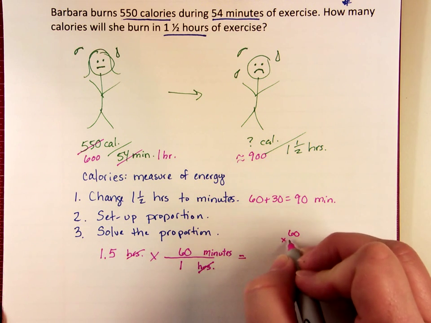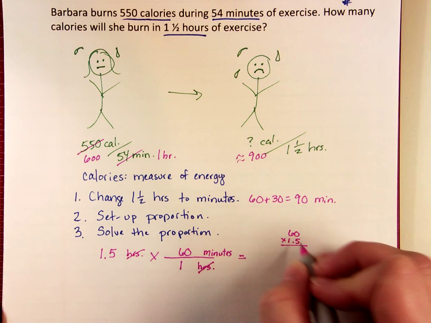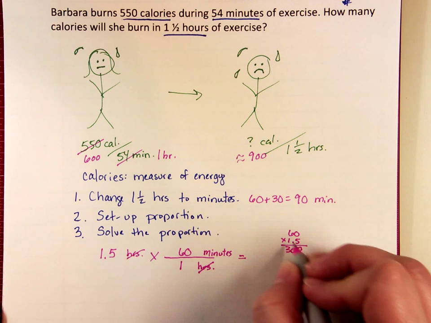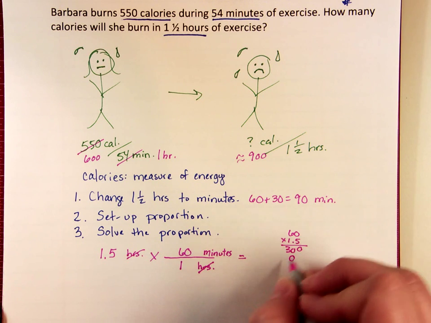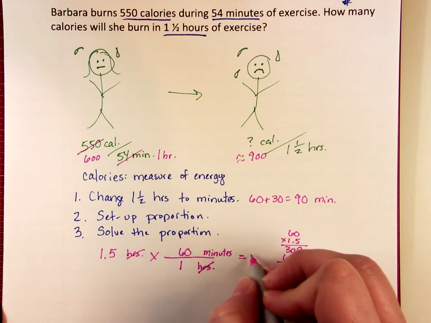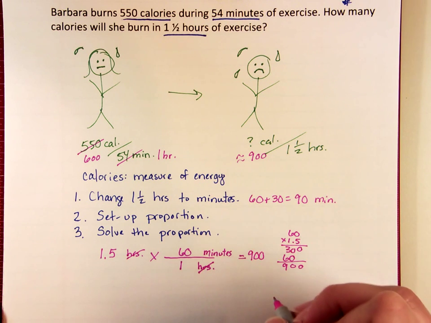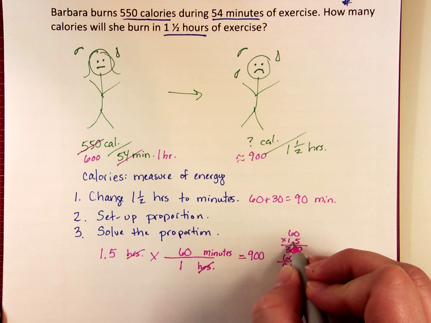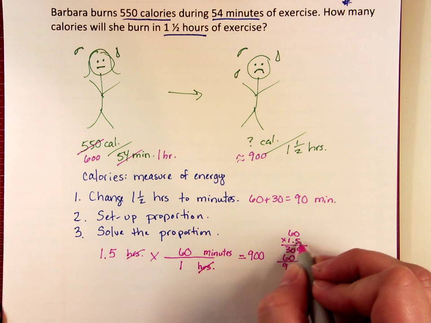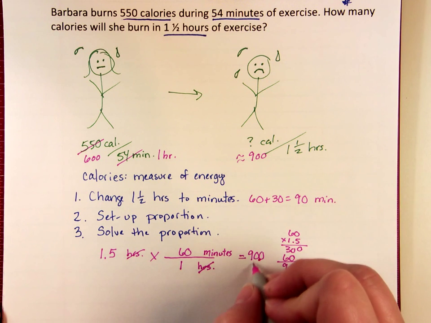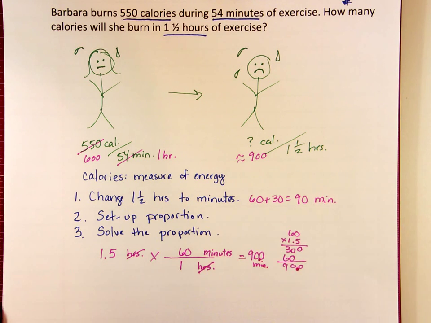60 times 1.5. 0 times 5 is 0. 6 times 5 is 30. 1 times 0 is 0. 1 times 6 is 6. Add them up. 900. Oops, good thing I caught myself. I was like, what? No. Remember, you have to take your decimal, and you have 1 digit past the decimal. So you need to make that match down here. So 90 minutes. That's correct.